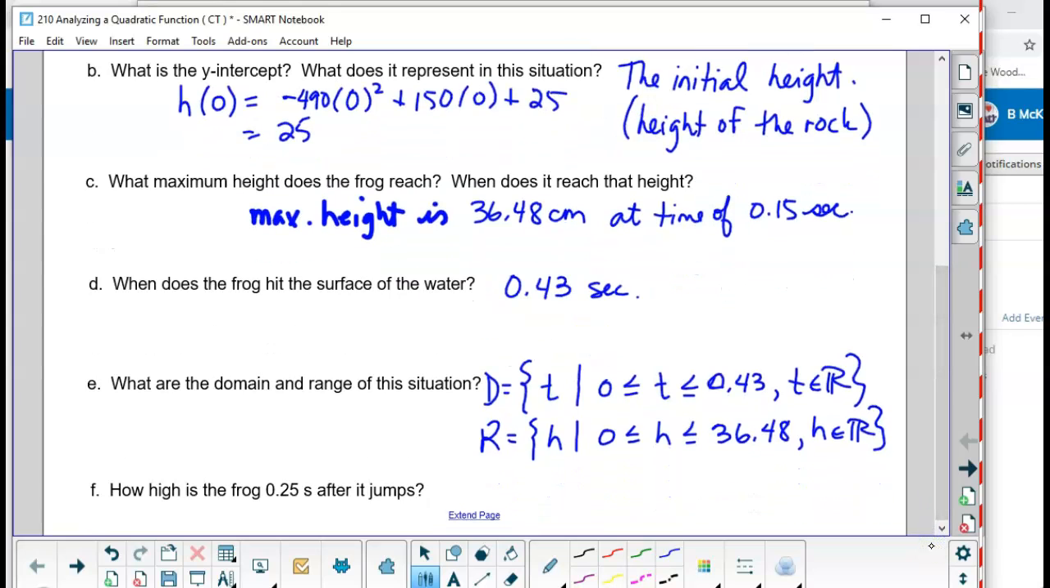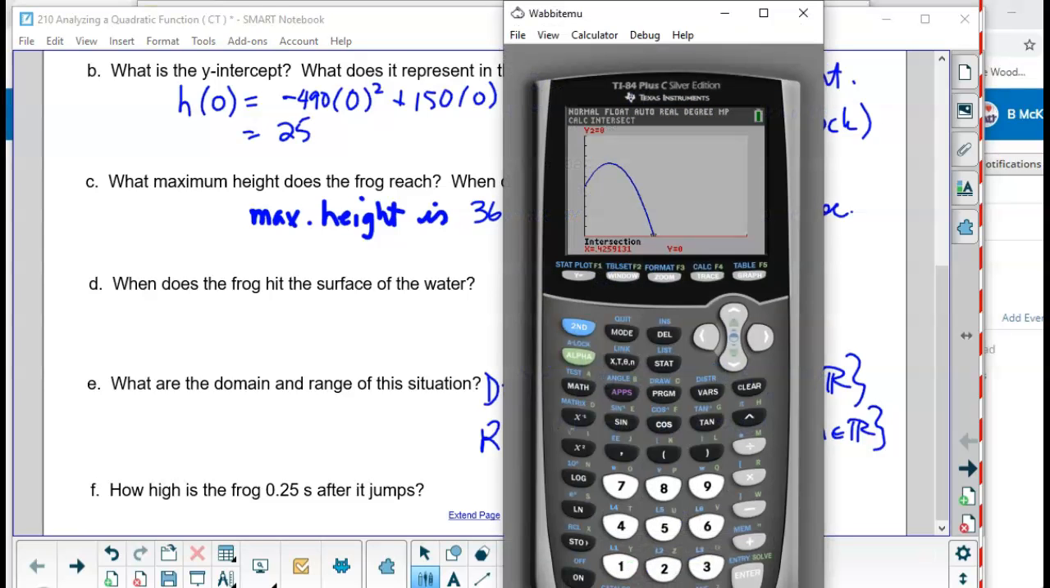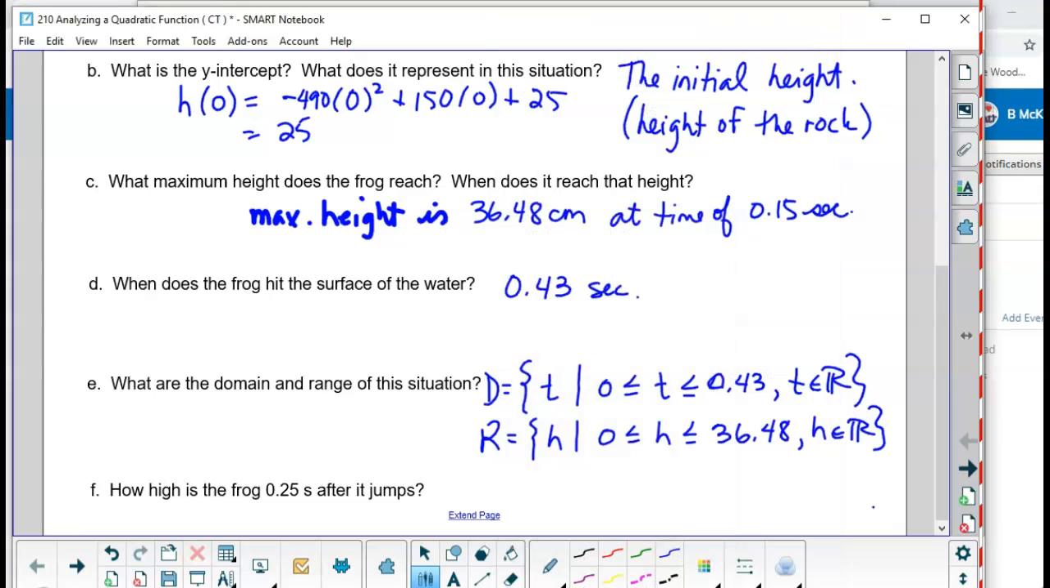And how high is the frog 0.25 seconds after it jumps? So that's when, make sure you're in trace mode. Okay, you can see it flashing. And then if I just enter 0.25, because that's an x value, it will go right to that point. 31.875. I didn't round it to 2 decimal places because it's actually a terminating decimal, and they didn't ask us to round to anything specifically. So that's an application using your calculator.